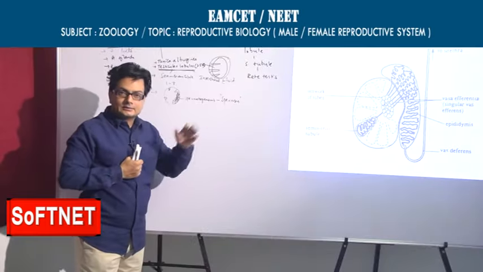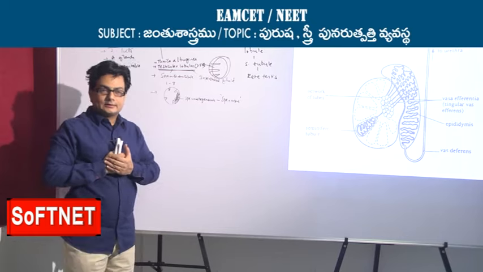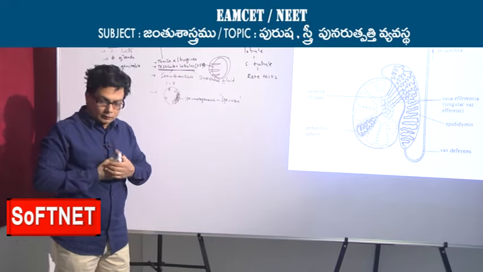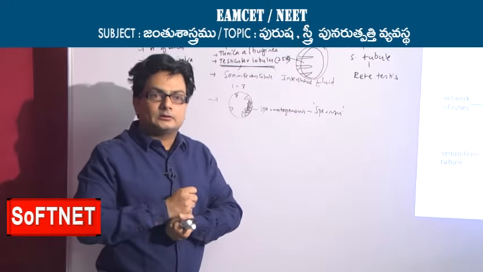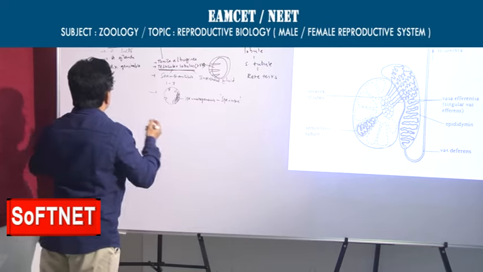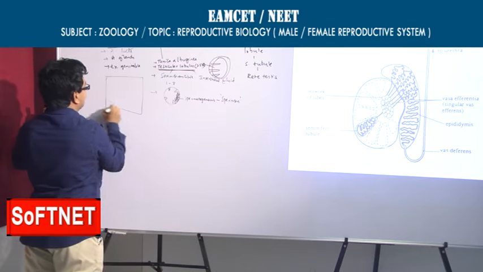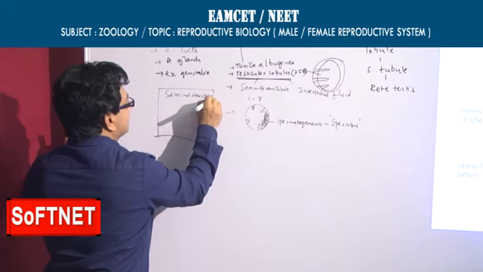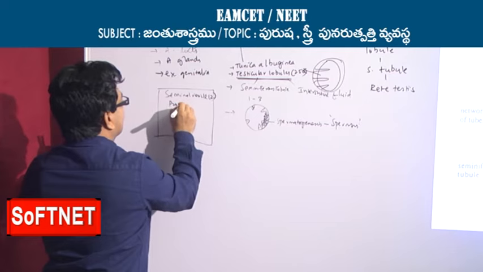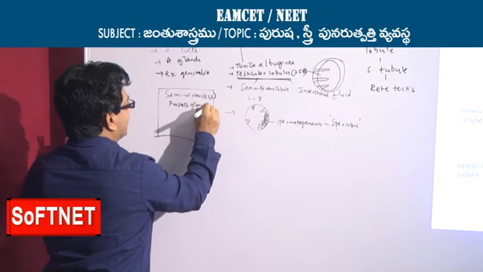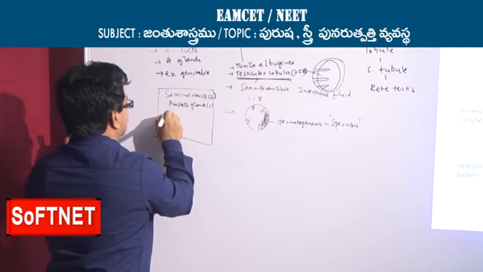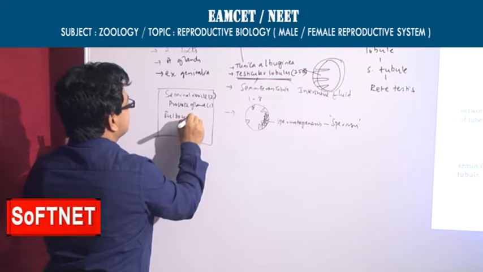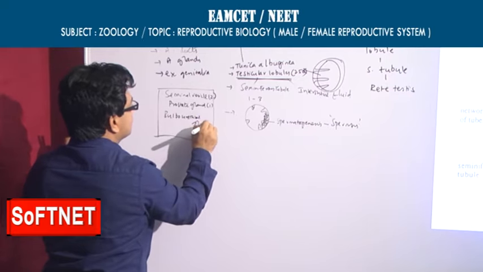And after accessory ducts, the next is accessory glands. The accessory glands which support the male reproductive system will include, like this, and I am taking only the accessory glands: the seminal vesicle, 2 in number; the prostate gland, which is 1 in number, 1 unpaired structure; and the third one, the bulbourethral glands, which is again 2 in number.